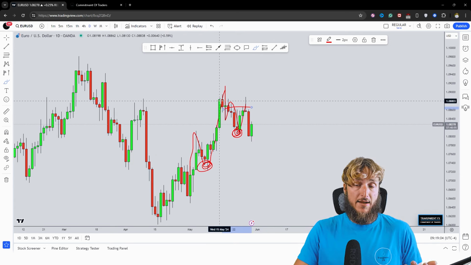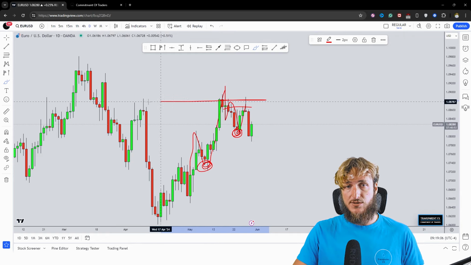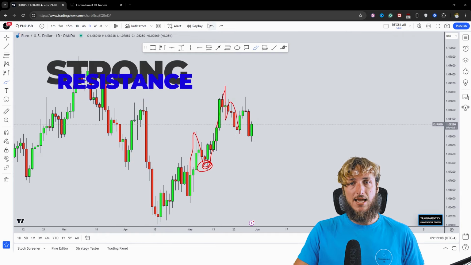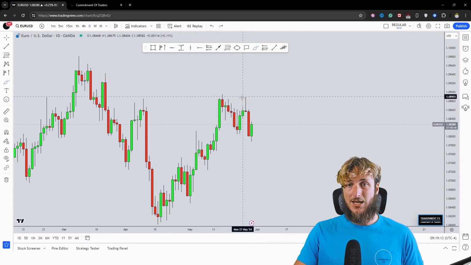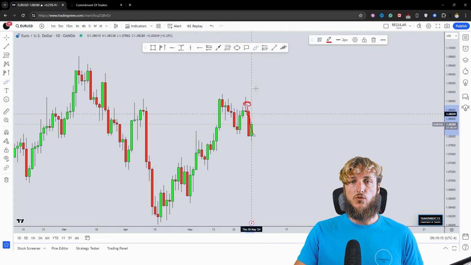And after that, I made another breakdown explaining all the reasons for which this level was strong resistance, and until the market would remain below the zone, we could not continue higher. In fact, the market did not break above the zone and remained below the level.